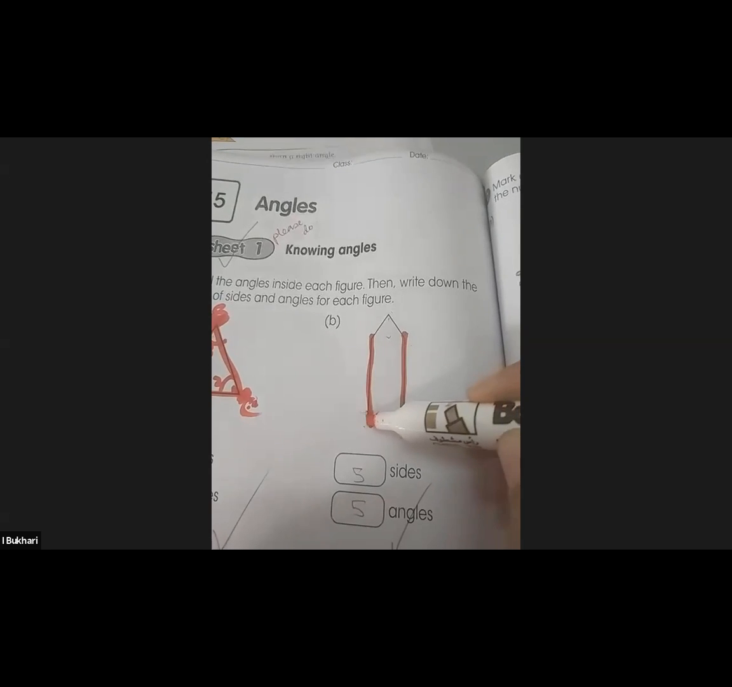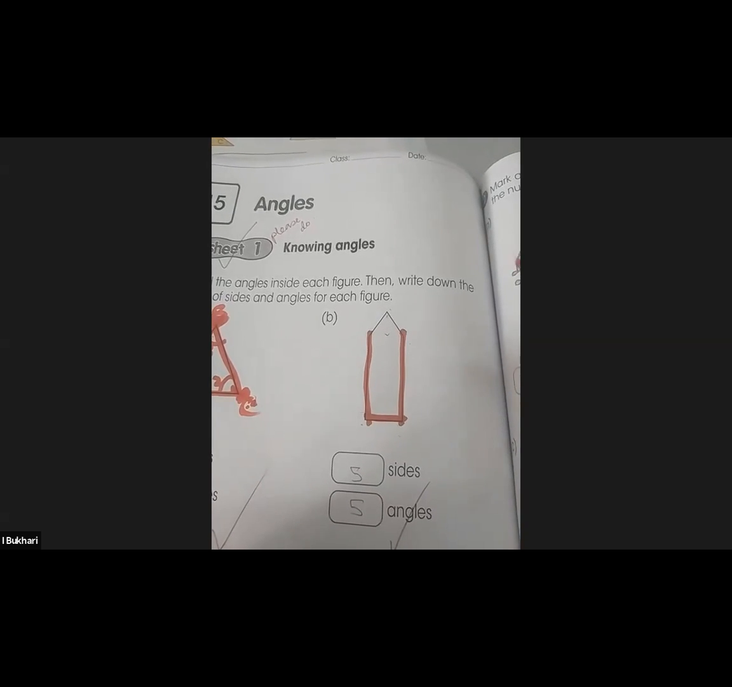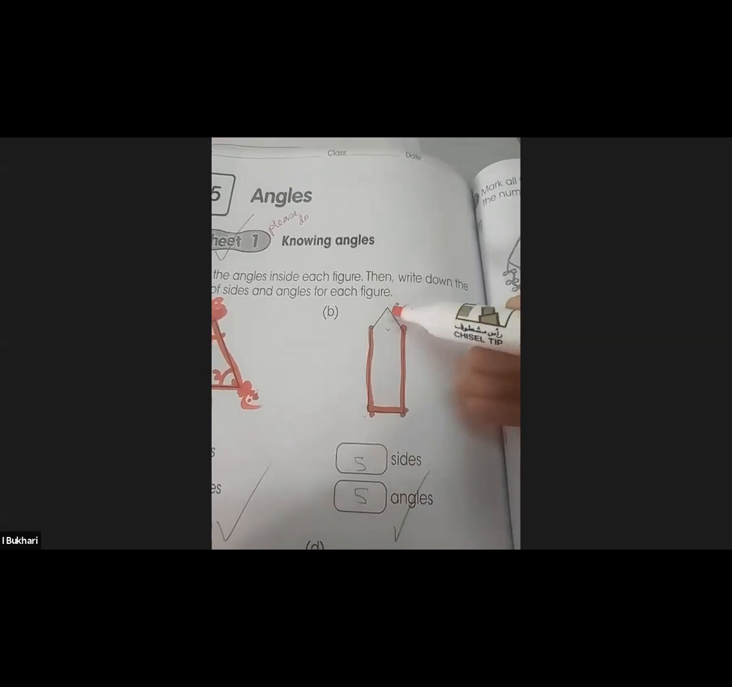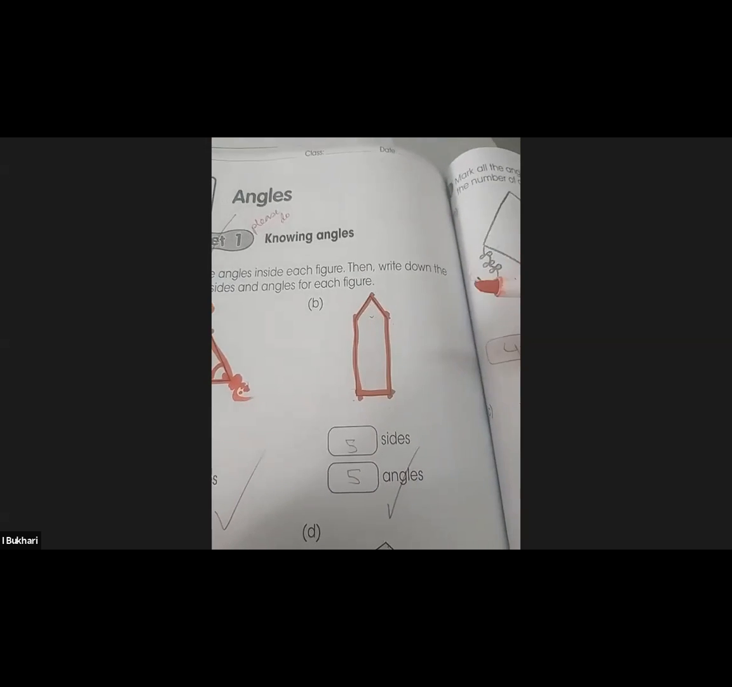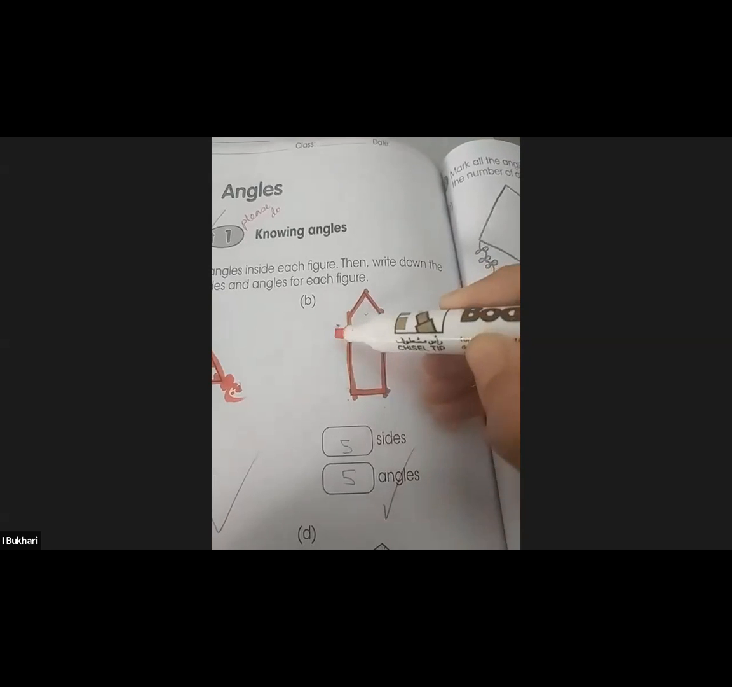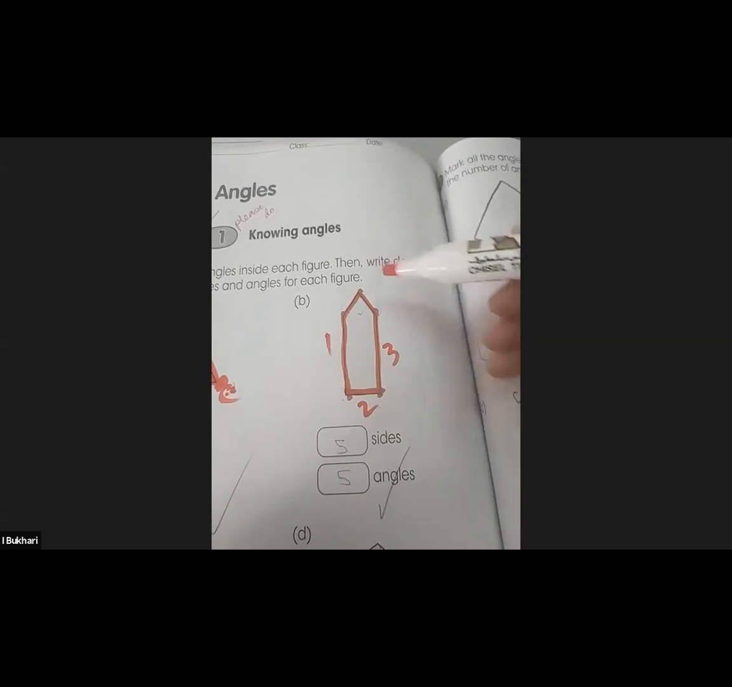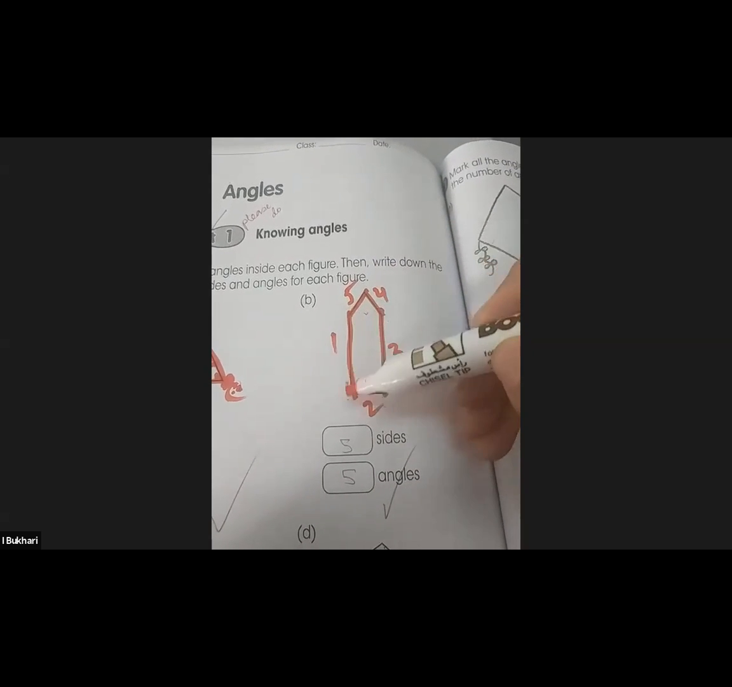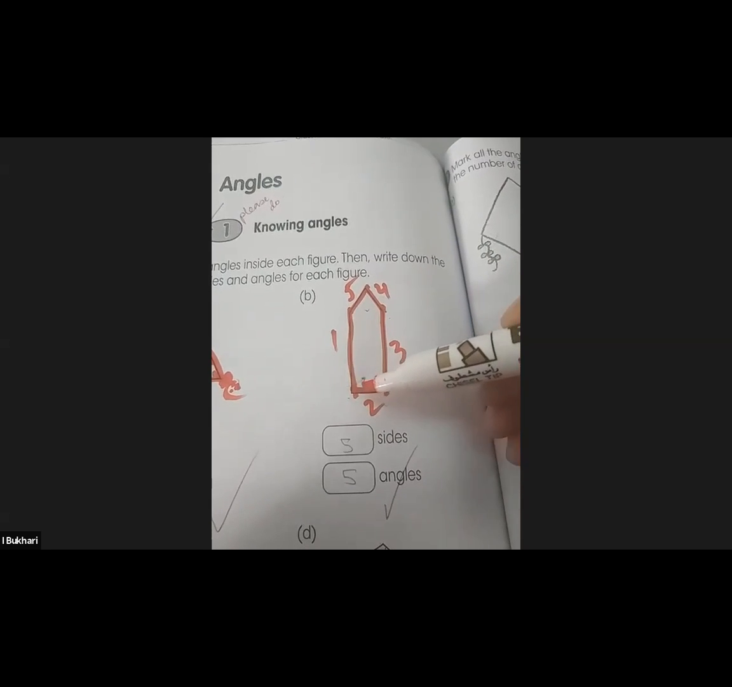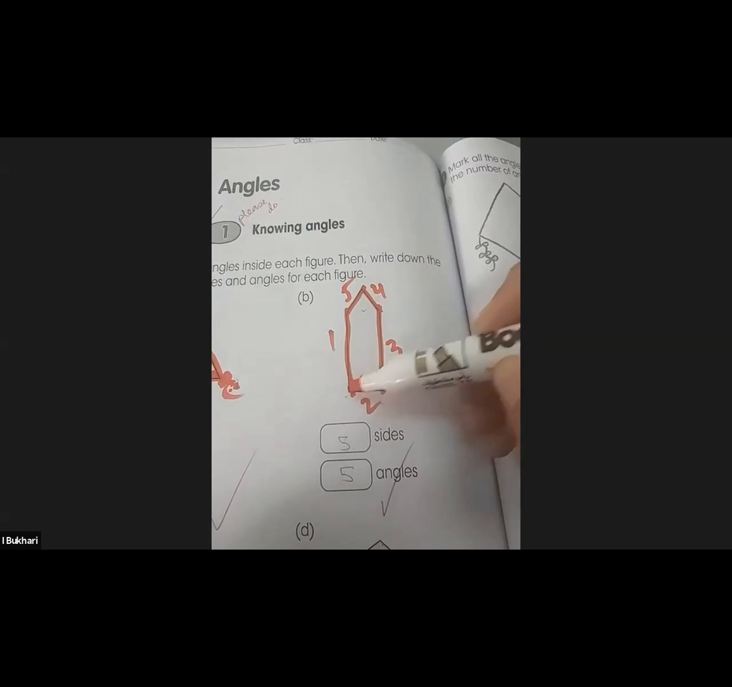So this is 1, this is 2, this is 3. Okay, this is one straight line, and this is another line. So how many? Let's count. 1, 2, 3, 4, 5 lines. Right? Now, the points, how many points do we have?